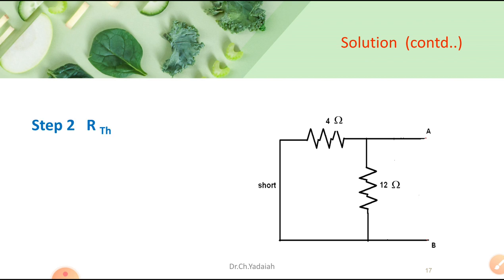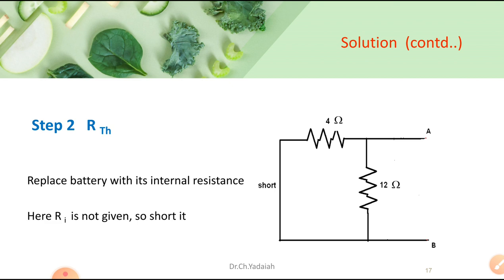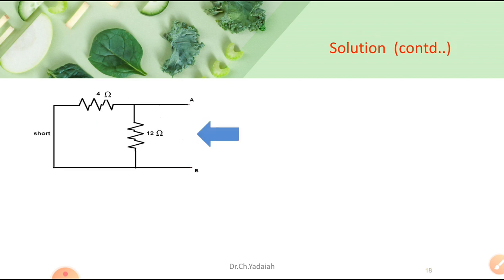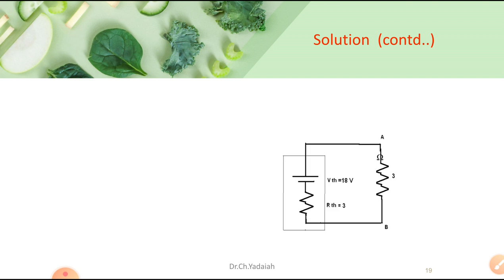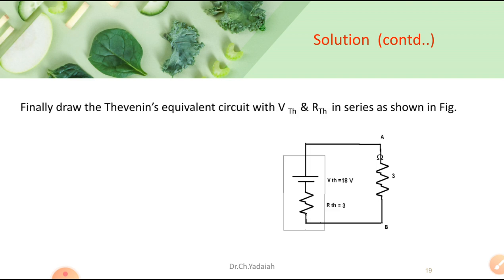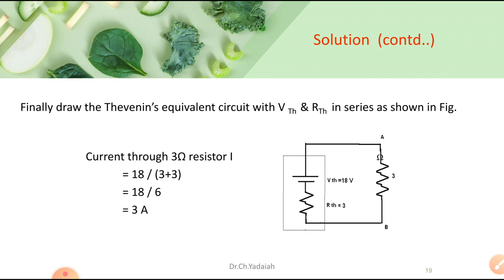In the second step, we find R Thevenin's by looking into the open terminals. Both are connected in parallel, so we get 3 ohms as the equivalent resistance. Now we place R Thevenin's and V Thevenin's connected in series, and the 3 ohms connected there. So everything is connected in series. Then what is the current? 18 by 6 is equal to 3 amperes flowing. This is the current we find in the 3 ohm resistor. So this is simple, you can easily calculate it in simple circuits.